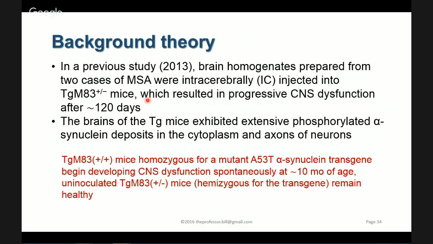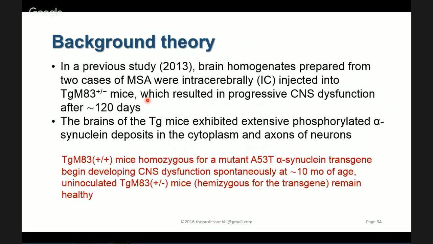So in a previous study, and this is actually Joel Watts' first paper, he's the first author on the 2013 study that was published. Two individuals that were diagnosed with MSA, their brains were taken out, homogenized and then injected into mice, these TG M83 heterozygous mice. And what resulted was that after about 120 days, they had progressive CNS dysfunction. So 120 days, it's not bad. And these TG M83 mice carry a mutation in alpha-synuclein. So we know that there's a problem with alpha-synuclein, and now we have a mutant mouse overexpressing the wrong type of alpha-synuclein.